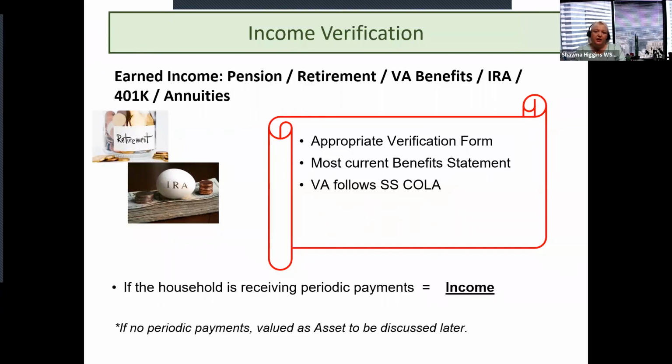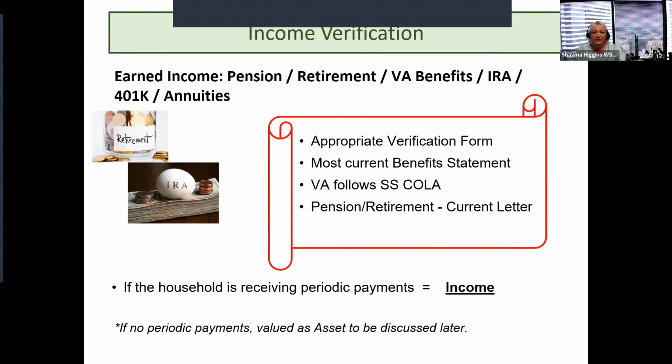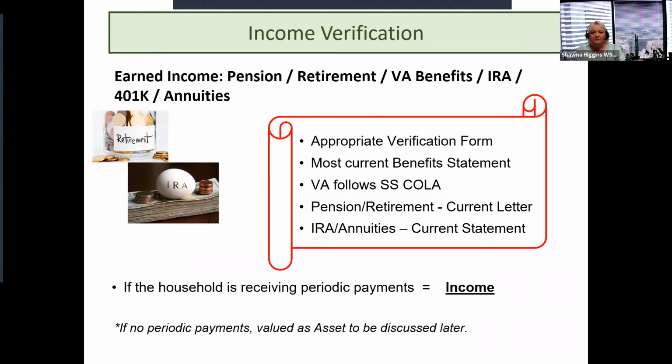And if there's no periodic payments, you're going to take that asset and you're going to value it as an asset. Sorry, this kind of went a little funny. Pension retirement, you're going to want a current letter on that. And then the IRA or annuities, you're going to want a current statement.